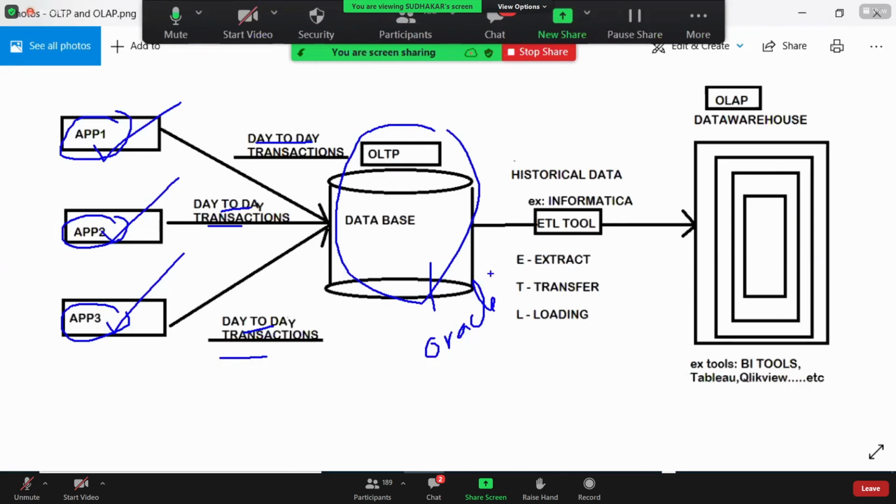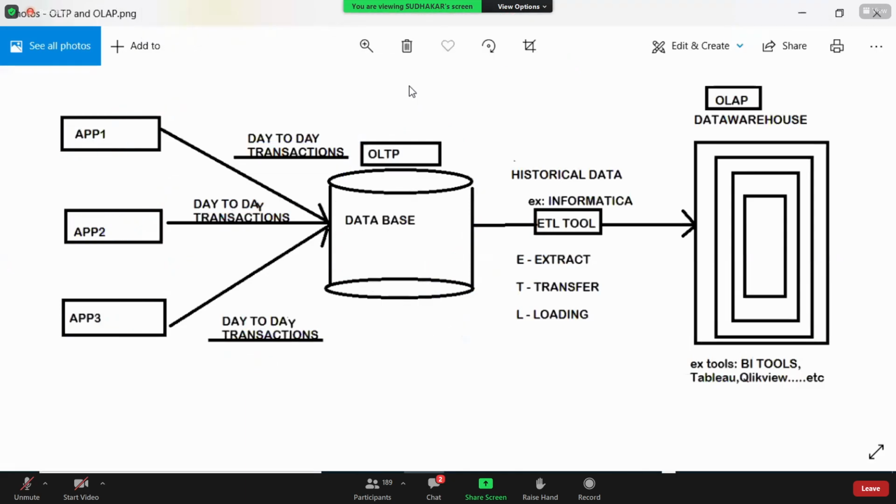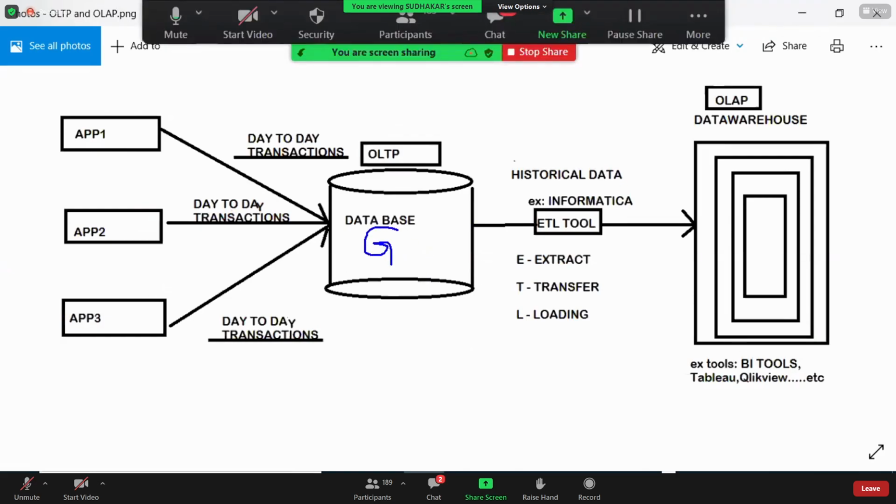People ask me, your day-to-day transactions mean a very big amount of data is going to be generated, right? For example, assume OLTP storage capacity is in gigabytes. Your OLTP database storage is gigabyte storage. But sir, my day-to-day transactions are more than gigabytes.